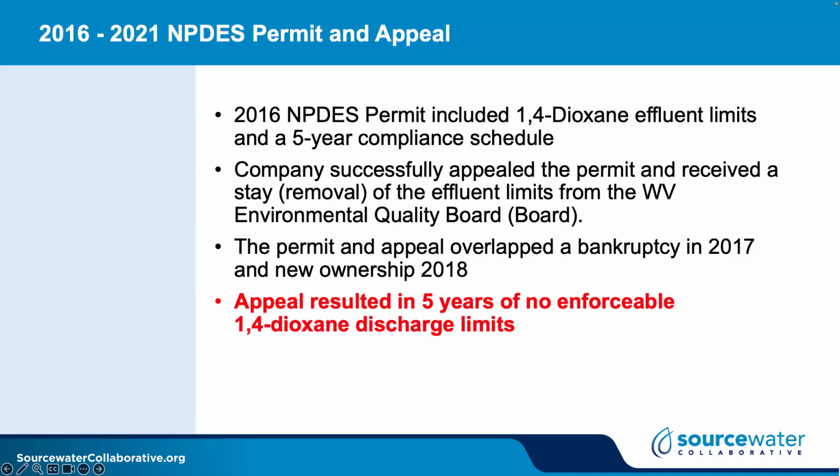This 5-year period was a little bit bumpy for the company. They wound up having to shut down for a little while during a bankruptcy. But at the end of that bankruptcy, they became operational again, and they were successful in their appeal. And that appeal resulted in the removal of the 1,4-dioxane discharge limits from the permit.